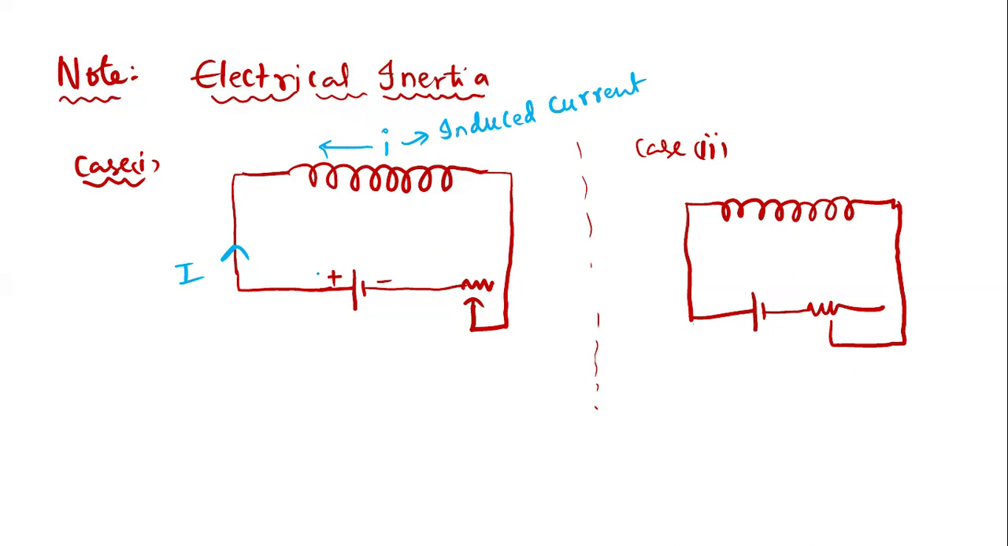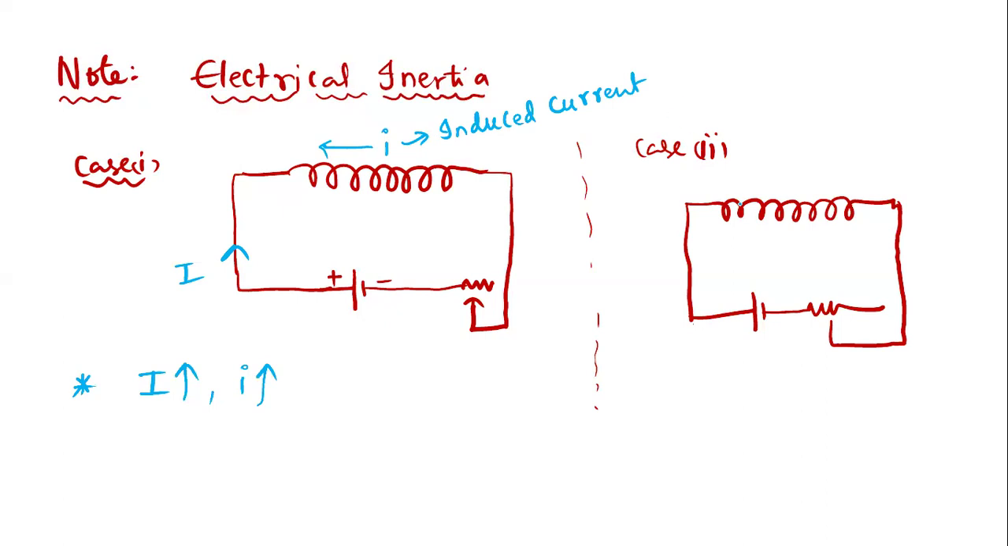Now in this situation, we are increasing. One important point I would like to write: if I want to increase the current here, what happens? Small i also tries to increase. It tries to oppose in a stronger manner. Are you getting my point here?